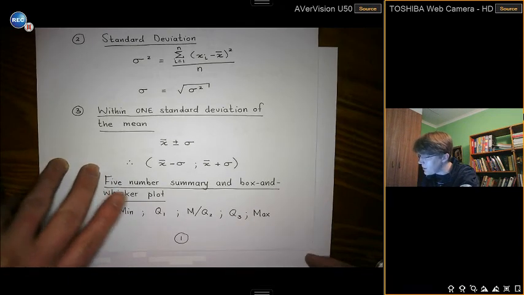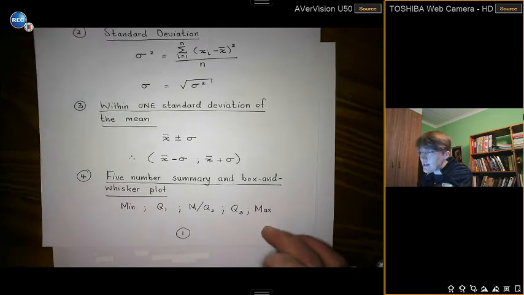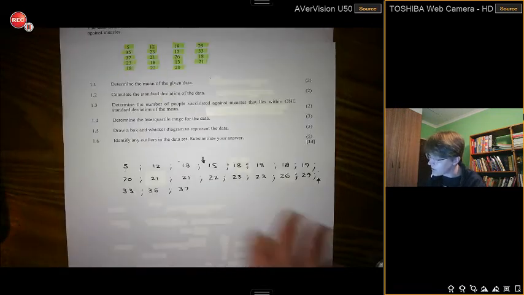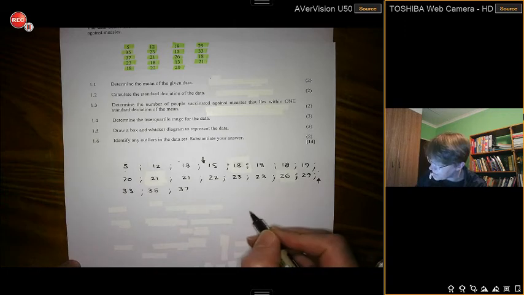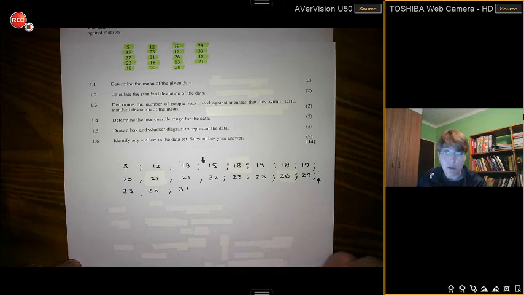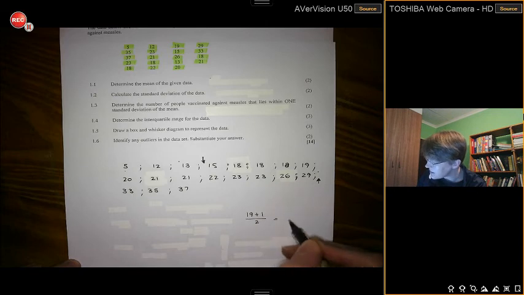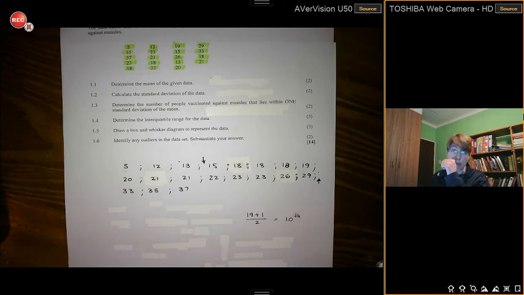So please remember, when I'm trying to find these values, I need to have that data arranged from smallest to biggest. Because I've already arranged this data from smallest to biggest, it's quite easy to do. You can then say there are 19 values over here. And it's quite useful if you want to use this formula to say 19 plus 1, which is 20, divided by 2 is going to be 10. Now that means the 10th value is going to be equal to my median.